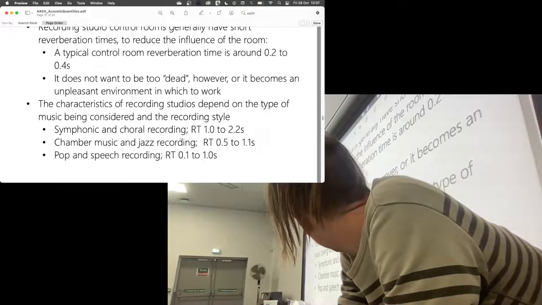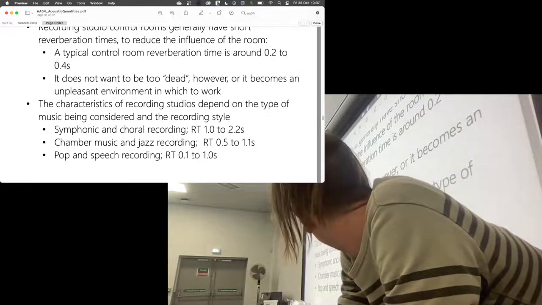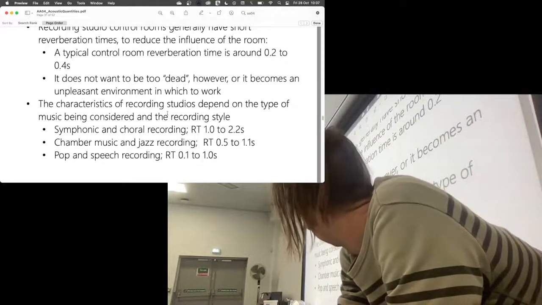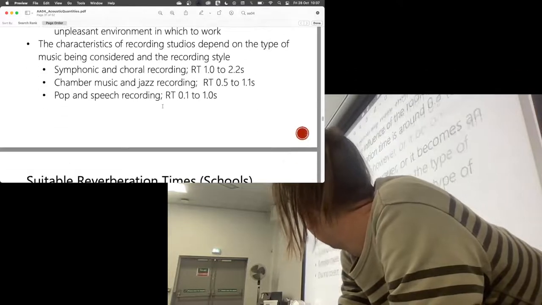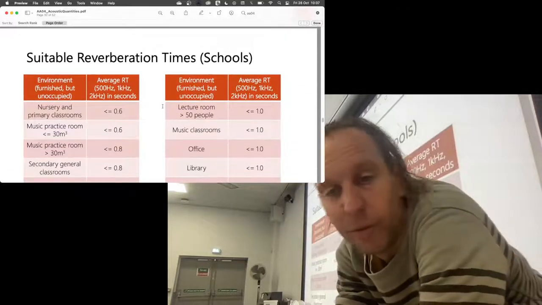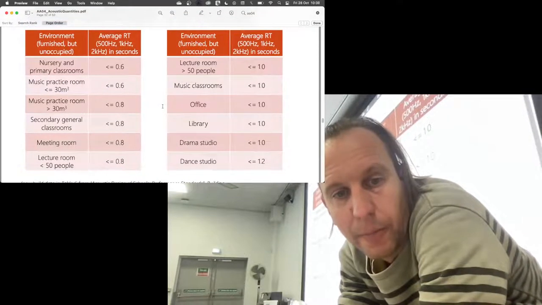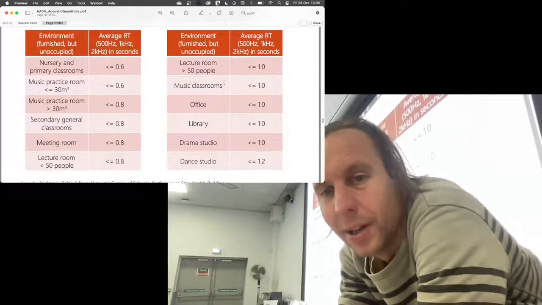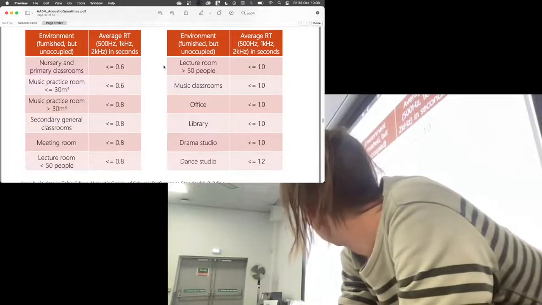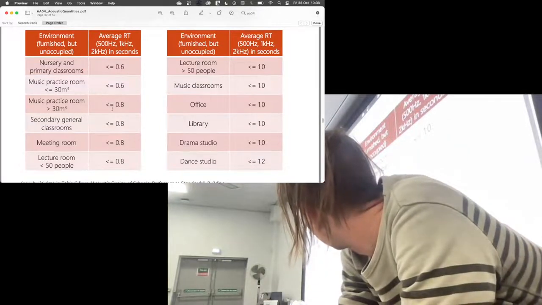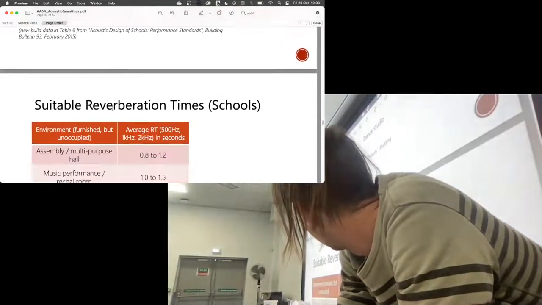So we will talk about recording, just a set of targets that you might want to consider. So typically, 0.5 and less is something that we appreciate as a fairly dry room.